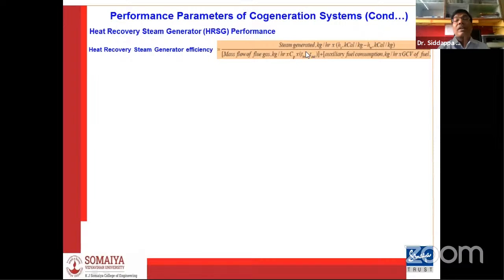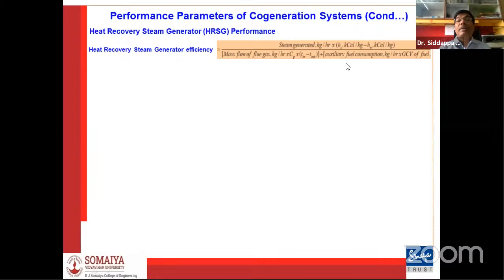Therefore, in the denominator, he has given heat lost by the gas in the HRSG system plus heat supplied by the fuel in the HRSG system, which is the total amount of heat supplied in the HRSG boiler, and in the numerator he has given the total amount of heat energy carried by the steam: mass of the steam times change in enthalpy of the water.